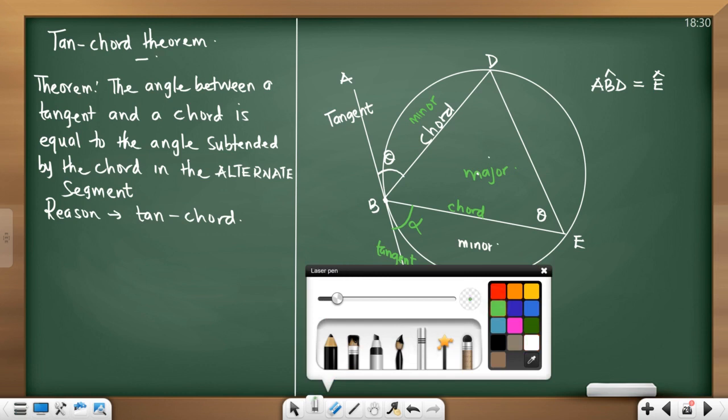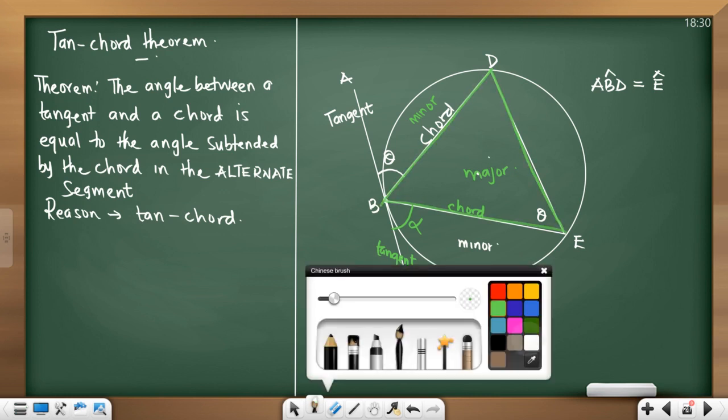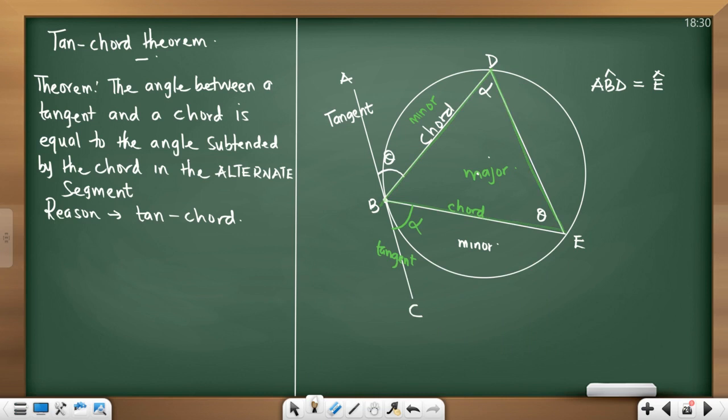So we'll look at this chord. Where does it go to? It actually goes to D. That will give you alpha. Again, angle CBE will be equal to angle D. And both of them would have the same reason, tan-chord theorem. This we would need to prove because it is examinable.